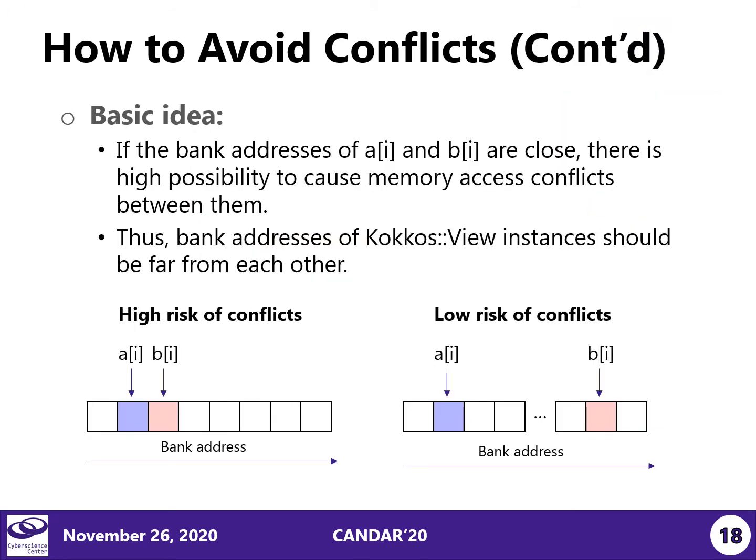Our basic idea is simple. If the bank addresses of two arrays A[i] and B[i] are close, there is a high risk of frequent occurrence of memory access conflicts, like this figure. Thus, bank addresses of arrays, in this work, bank addresses of Kokkos view instances, should be far from each other, like this figure.